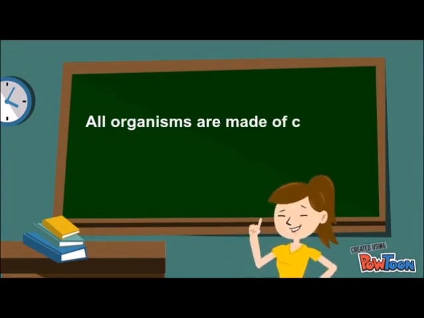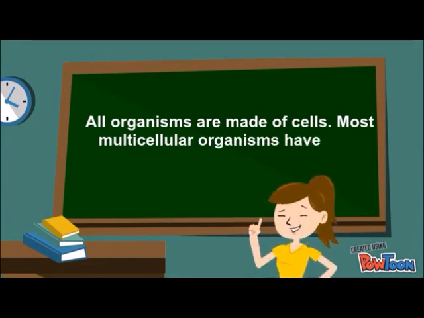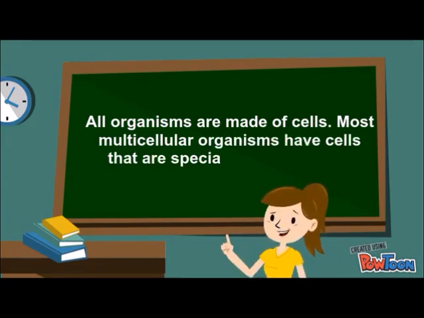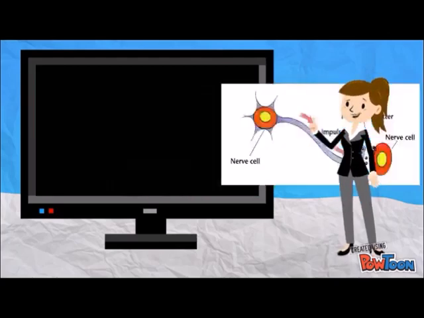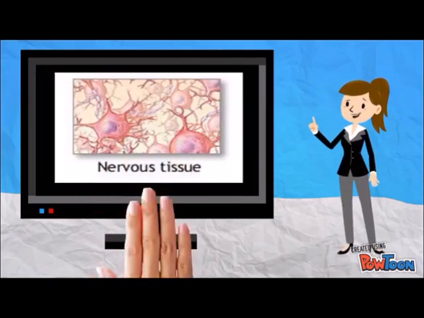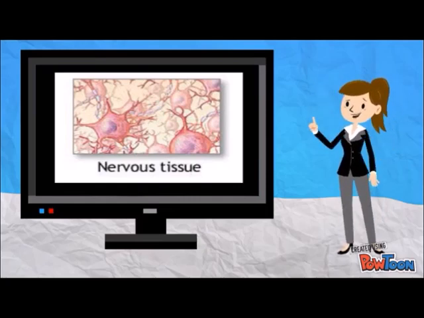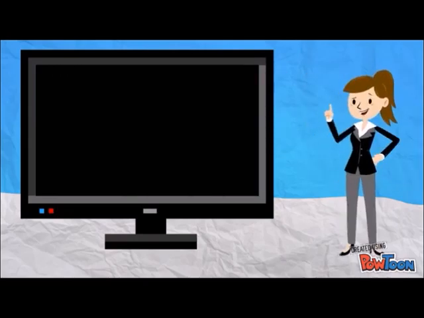All organisms are made of cells. Most multicellular organisms have cells that are specialized for different functions. Two examples of specialized cells in your body are your muscle cells, which contract and enable you to move, and your nerve cells, which transmit impulses that control your muscles. In most multicellular organisms, cells are organized into higher levels of organization. Beginning with the cellular level, the next is the tissue, which is a group of similar cells that together perform a specific function. For example, nerve tissue consists of many nerve cells organized into a complex network.